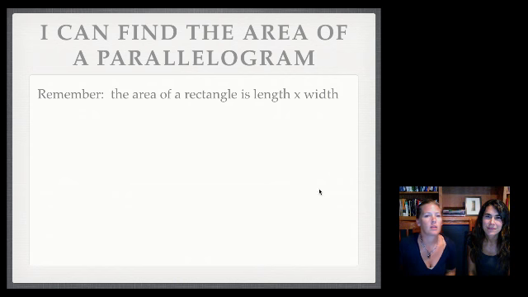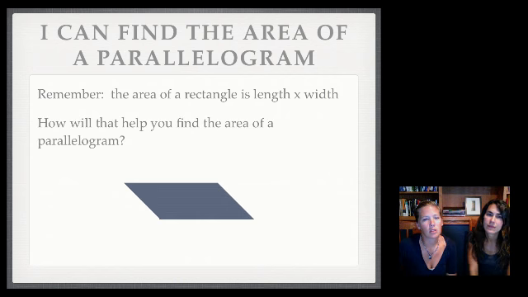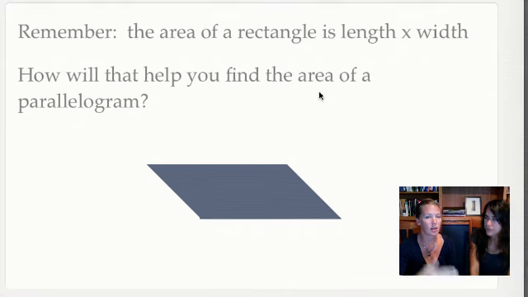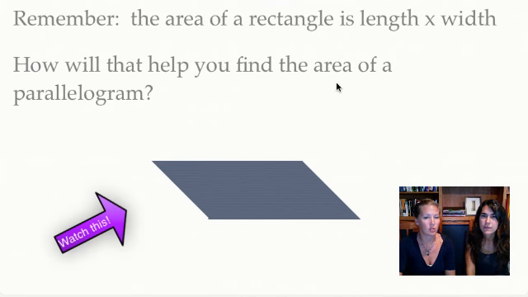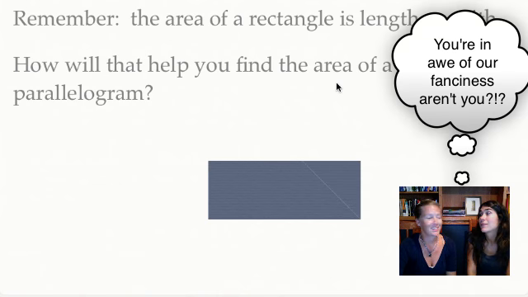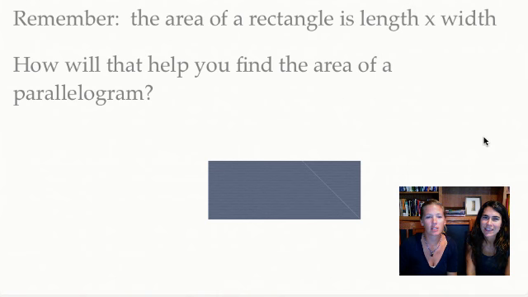Alright, so if you remember, the area of a rectangle is length times width. So how are we going to use that? We're always going to build back on that because that's the easiest one. How can we use that to help us figure out a parallelogram? And right now, it doesn't really look like a rectangle, right? But watch what happens. It's fancy, right? That's cool. So if you take the little corner off and slide her over, now we have a rectangle.